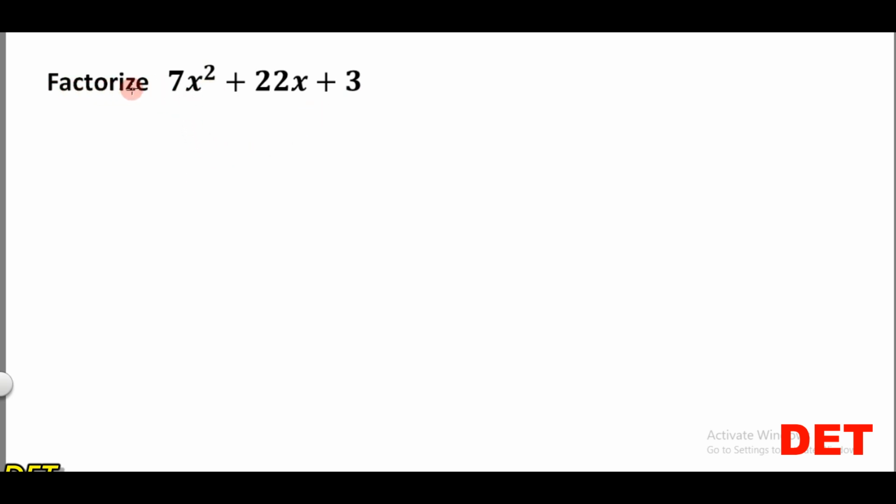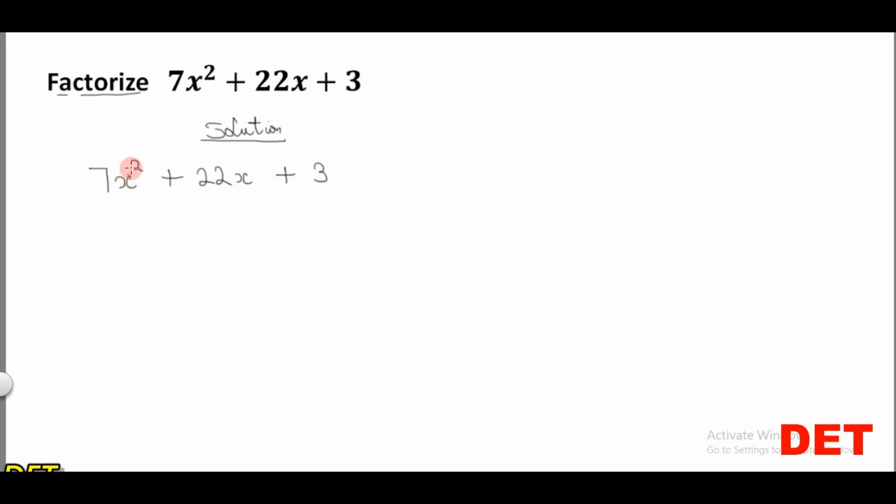Factorization is all about the resolution of a number into factors, such that when you multiply the factors, you are going to have the original number. So when we resolve this equation into factors, when we multiply the factors, we are going to have this equation back. That is what factorization is all about. The first thing I would want to do here is to write out my equation: 7x squared plus 22x plus 3.